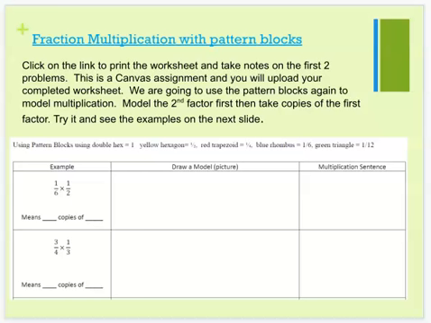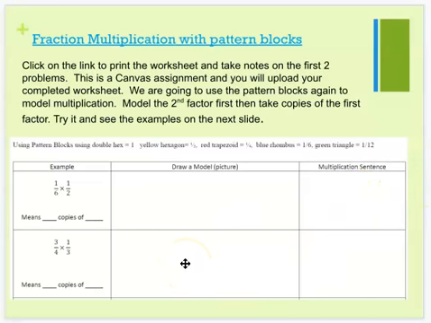So 1/6 times 1/2, write it in your copies statement. That means 1/6 copies of 1/2. So when you draw your picture, you're going to model that second factor first. So you're going to model 1/2, which would be a yellow hexagon, and then you need to take 1/6 of it, which is to split it into 6 equal pieces and take one of those. And then write your multiplication sentence.